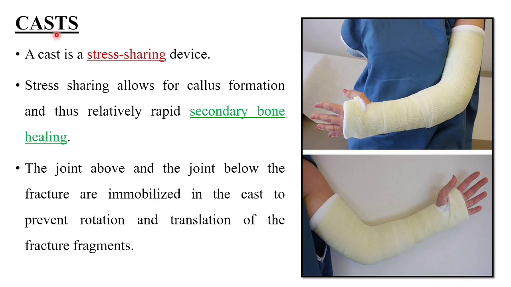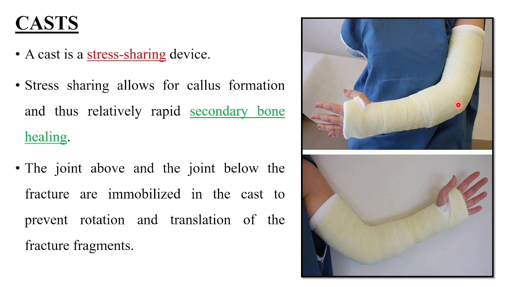First is cast. A cast is a stress sharing device. A stress sharing device allows for callus formation and thus relatively rapid secondary bone healing. The joint above and the joint below the fracture are immobilized in the cast to prevent rotation and translation of the fracture fragments.